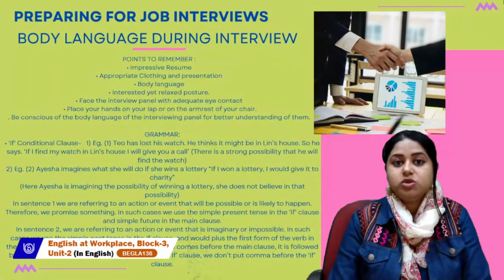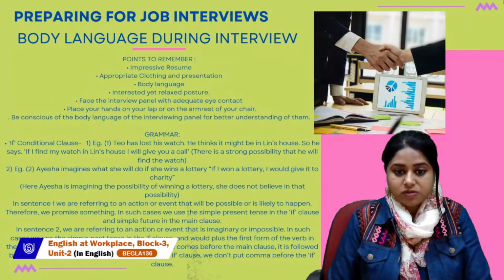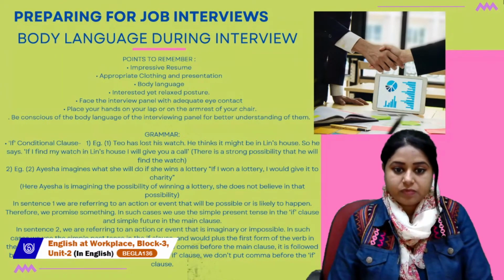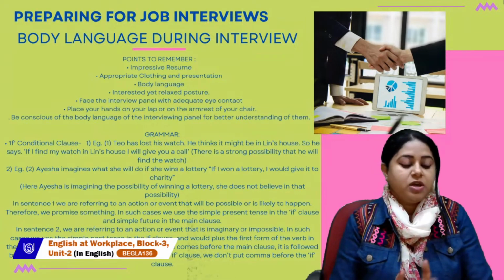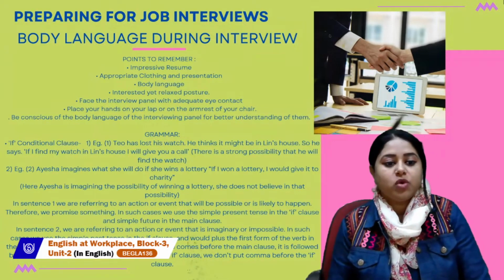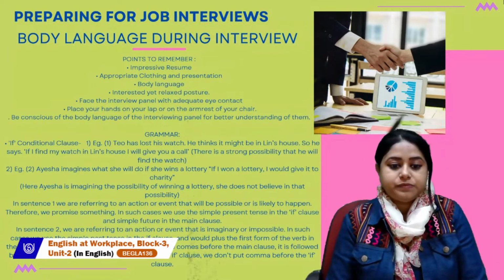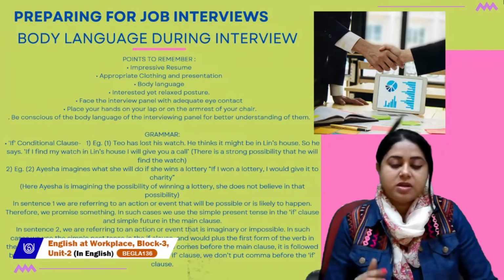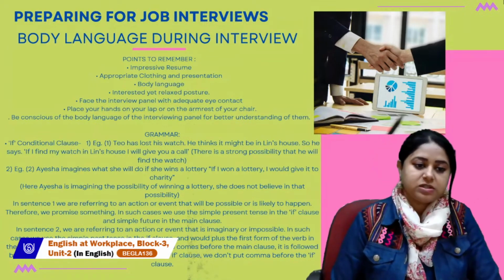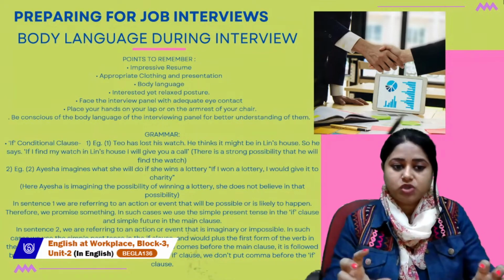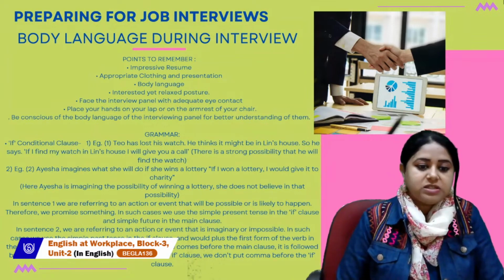And in such cases, we use the simple present tense in the if clause and simple future in the main clause. Go back to that sentence. Gio has lost his watch. Okay, so now what he says is, if I find my watch in Lynn's house, simple present tense, I will give you a call. Okay, simple future tense. The first part is in present tense, second part is in future tense. But look at the second sentence.